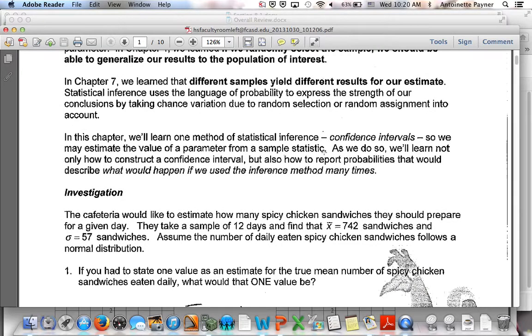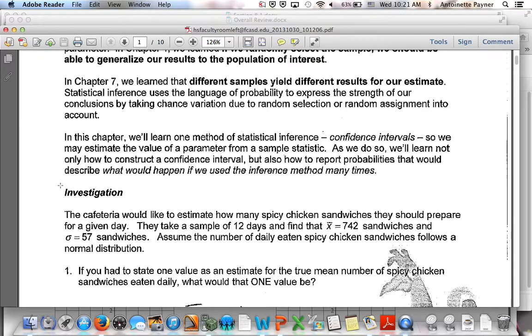So we may estimate the value of a parameter from a sample statistic. So we might want to try to estimate mu from x bar, or we want to estimate p from p hat. As we do so, we'll learn not only how to construct a confidence interval, but also how to report probabilities that would describe what would happen if we use the inference method many times.